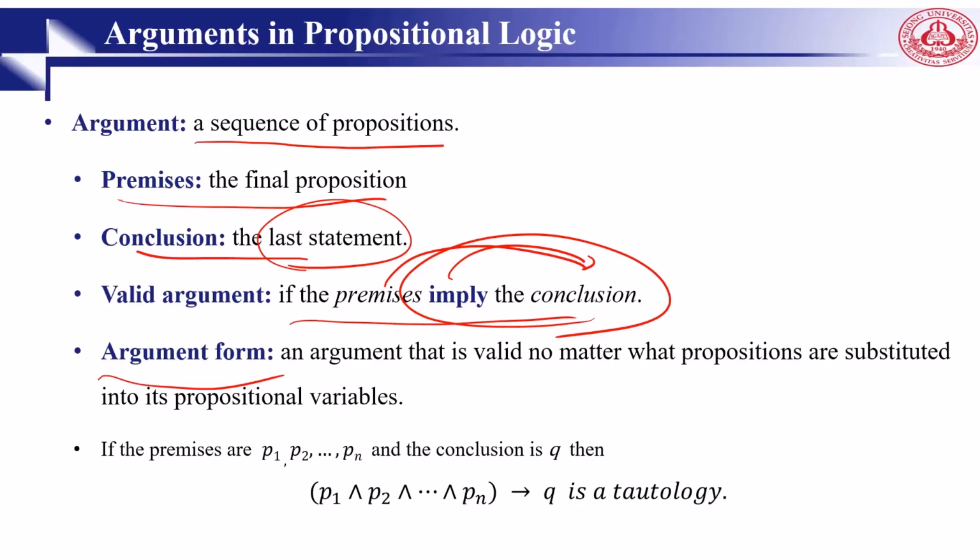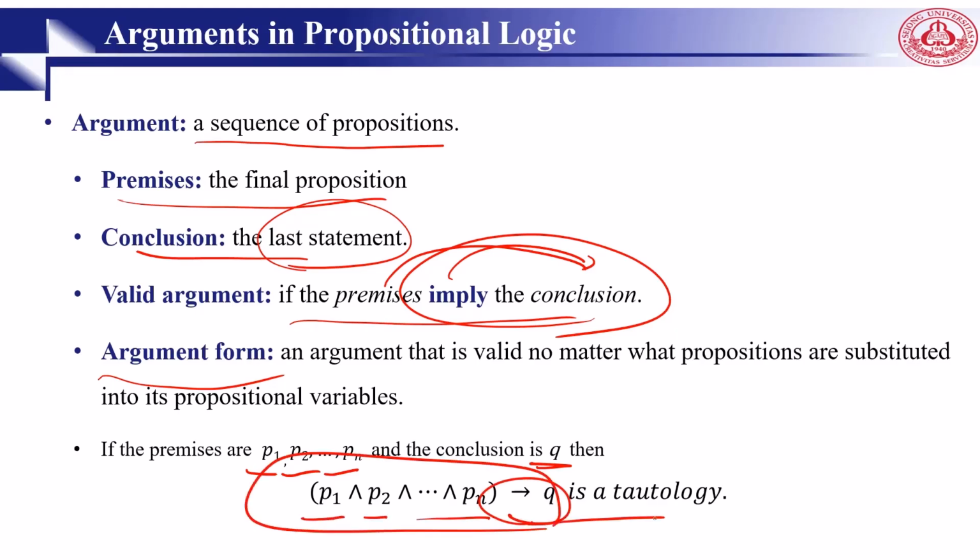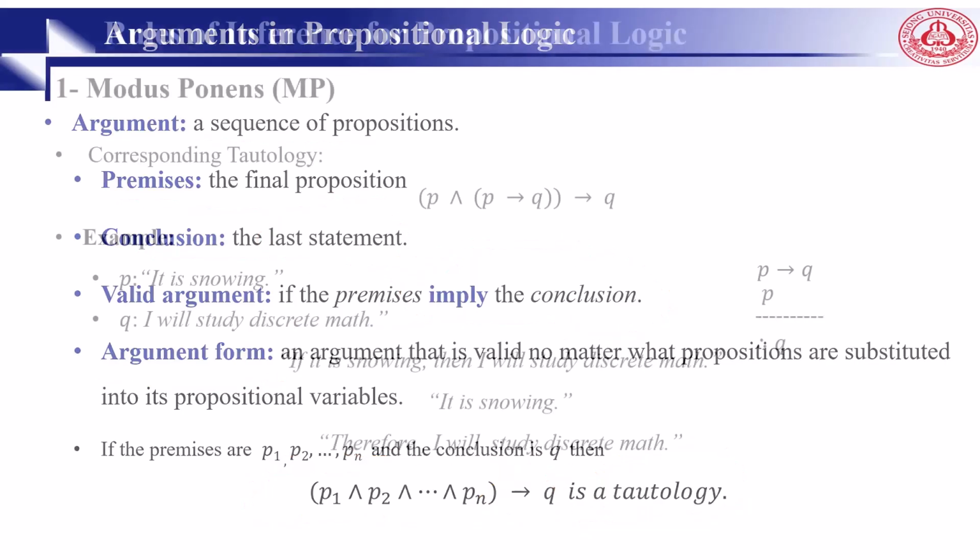So from the definition of valid arguments, we see that the argument with premises of, for example, P1, P2, P3, and the conclusion Q, right? Then we can say P1 and P2 and Pn finally come to Q, and all this is considered as a tautology. So inference rules are all simple argument forms that will be used to construct more complex argument forms.